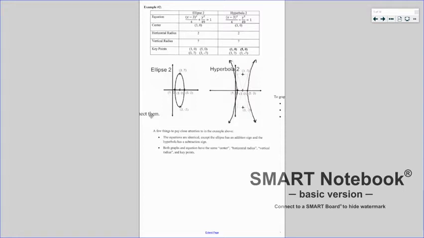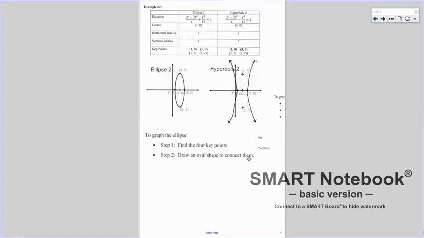so ellipse, as we compare, again, find the 4 key points. So the center here is at 3, 0. Horizontal radius is the square root of 4, so we're at 2. Vertical radius is the square root of 49, so we're at 7. Key points, we'll go left and right 2 from the center. We'll go up and down 7 from the center, up 7, down 7, and then draw the oval shape.